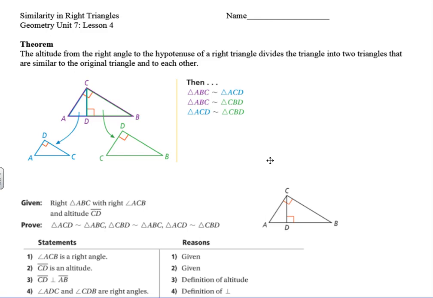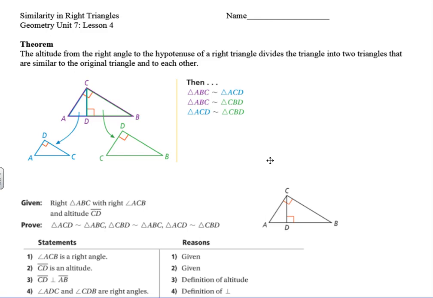And we are in lesson 4 of unit 7. We're talking about similarity and right triangles. And we're looking at a specific application of this idea of similarity that's going to give us an opportunity to explore the relationships that exist in this setup.